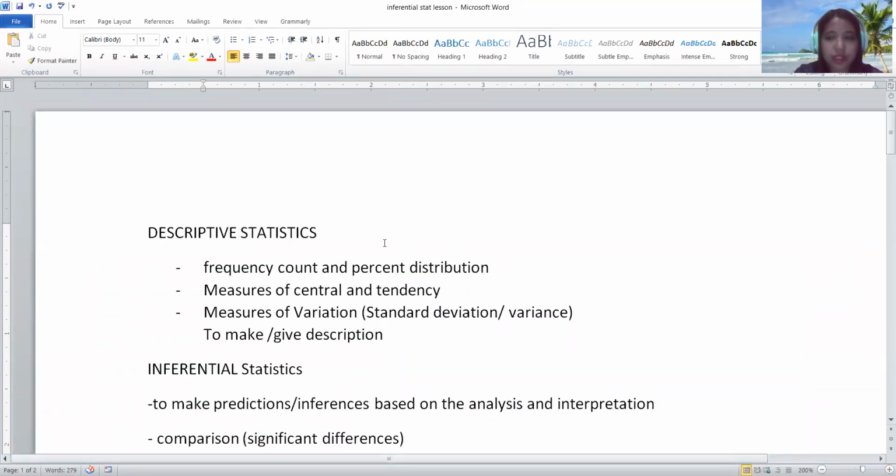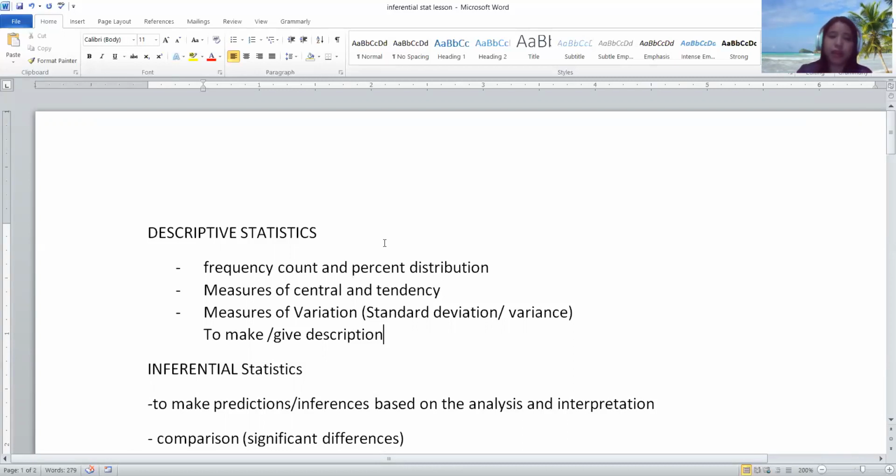So for descriptive statistics, we analyzed our data using frequency count and percent distribution. But the problem with using frequency count and percent distribution is that it cannot give you a summary of data that will describe your data, and thus there's a need to use measures of central tendency. However, if you're going to use the measures of central tendency, it means that you also need to consider the nature of your data, whether it is nominal, ordinal, or at least interval.